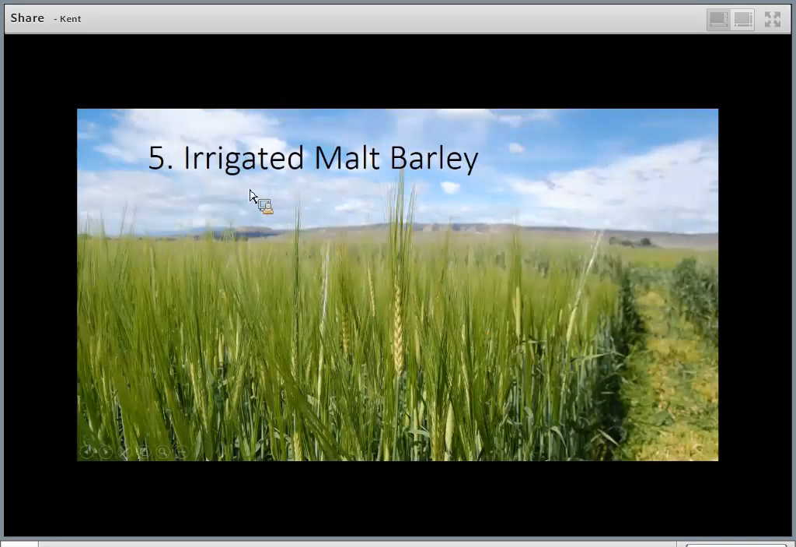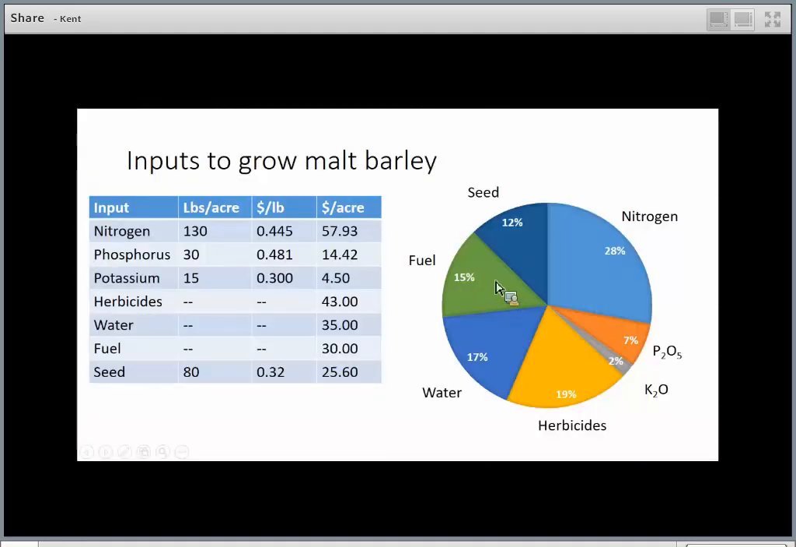Next on the topic is irrigated malt barley production. This graph is just to really show that nitrogen is a significant input for malt barley production. A significant dollar input, 28% of the cost.